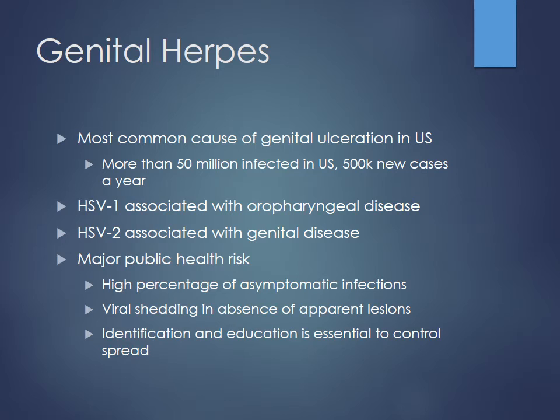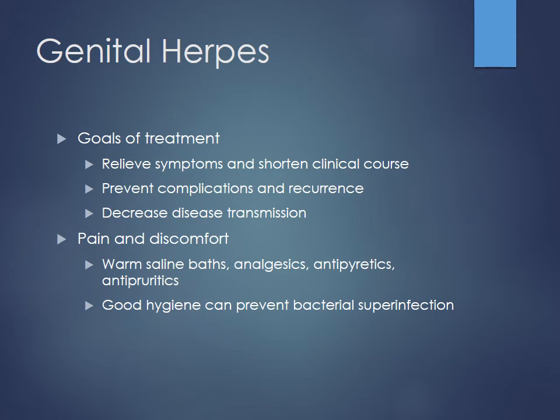But again, it's really important to make sure we identify these patients and educate them appropriately to prevent spread to other people. So the goals for treating genital herpes would be to relieve symptoms and shorten their clinical course, prevent complications and recurrence of disease if possible, and also decrease disease transmission to uninfected people. To treat pain and discomfort, things like warm saline baths, analgesics, and antipyretics can be useful for those acute symptoms.